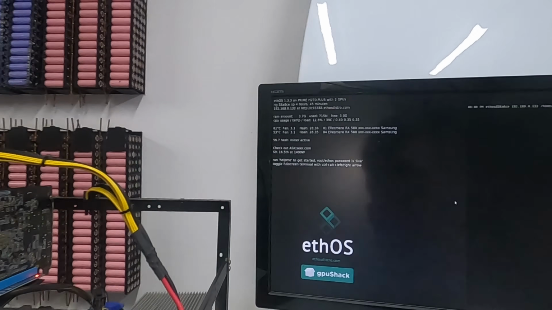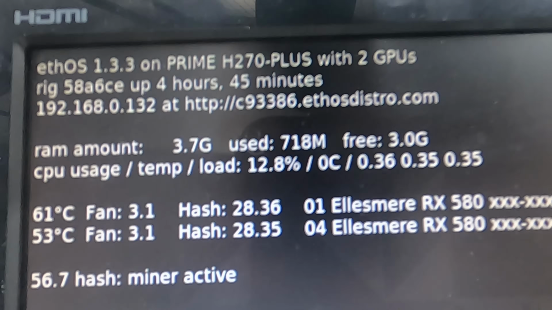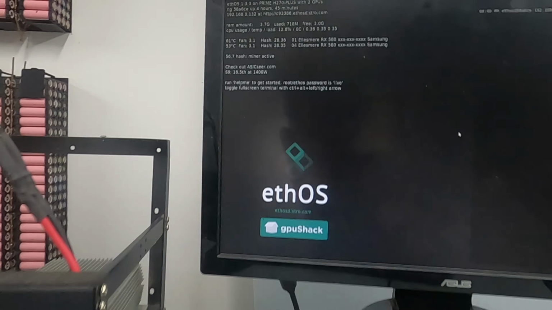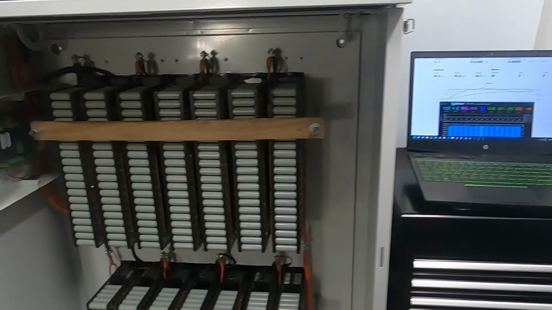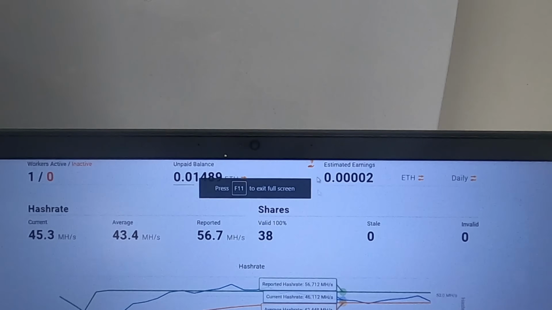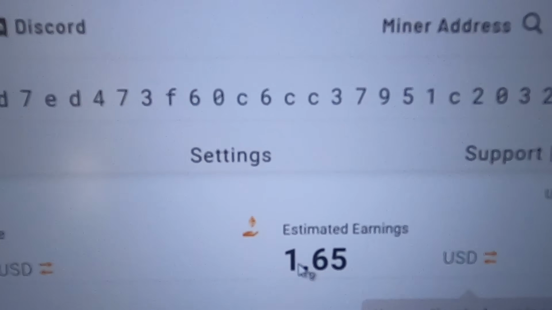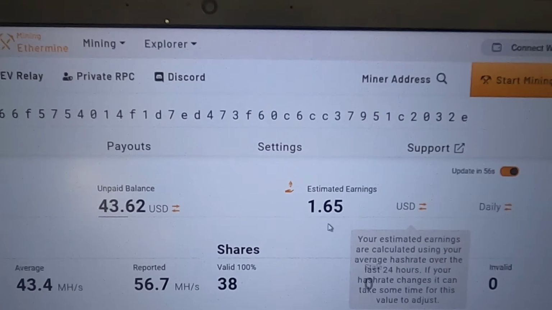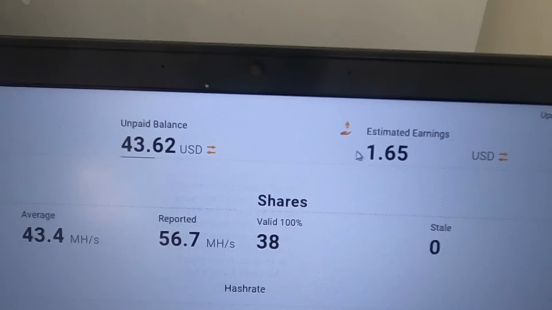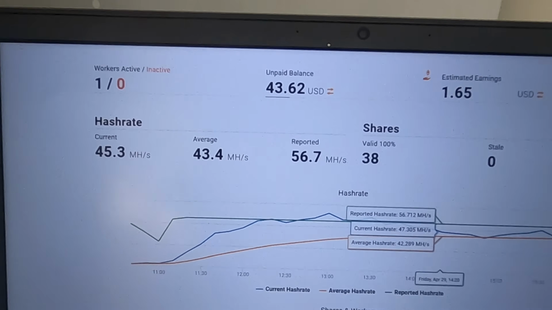We are 4 hours into it. We've got 28.36 mega hashes on each card, or thereabouts, and that's about where I would have thought it would have settled at. There's no heat in any of that. I've just had the thermal camera onto that. And then we have estimated earnings. I should have put that over to dollars. Let's refresh that. There we go. $1.65 so far in earnings. Well, that's estimated earnings in 24 hours, so that's not actual earnings. We'll work that out when we get to the end of it.